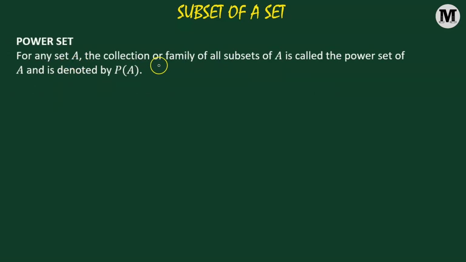For any given set A, the collection or family of all the subsets of A is referred to as the power set of A, and it's denoted by P(A). Let's try to understand it with the help of a simple example. We'll consider a set A containing three elements A, B, and C. We have already discussed how many total subsets of A are possible, given by 2 raised to the power of n. In our case, n equals 3, so 2 raised to the power of 3 equals 8. There are a total of 8 subsets possible.